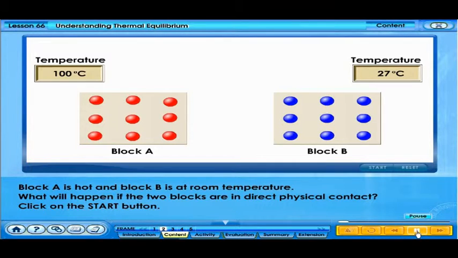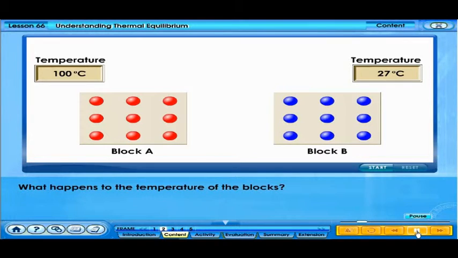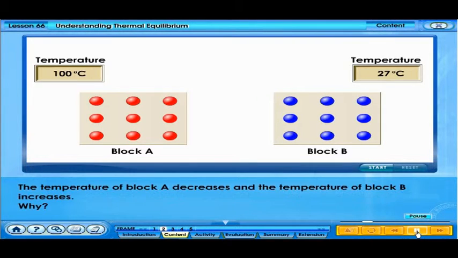Block A is hot and Block B is at room temperature. What will happen if the two blocks are in direct physical contact? Click on the Start button. What happens to the temperature of the blocks? The temperature of Block A decreases and the temperature of Block B increases. Why?